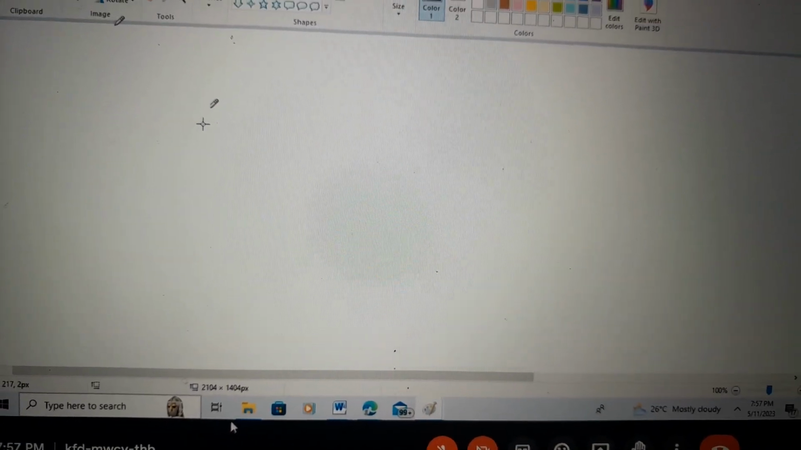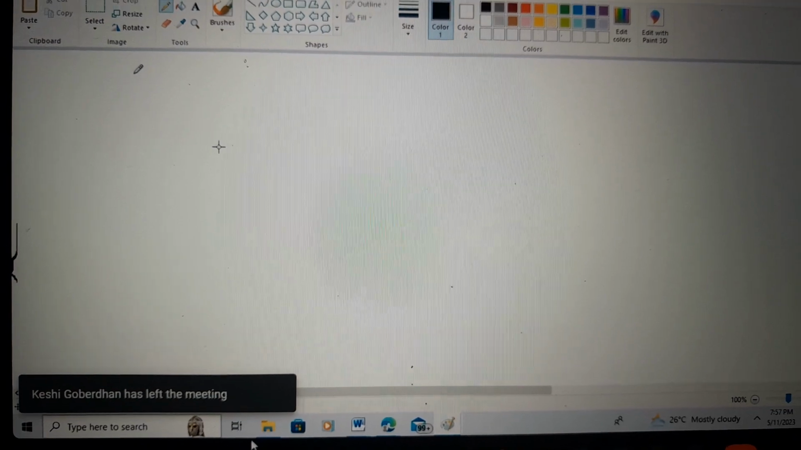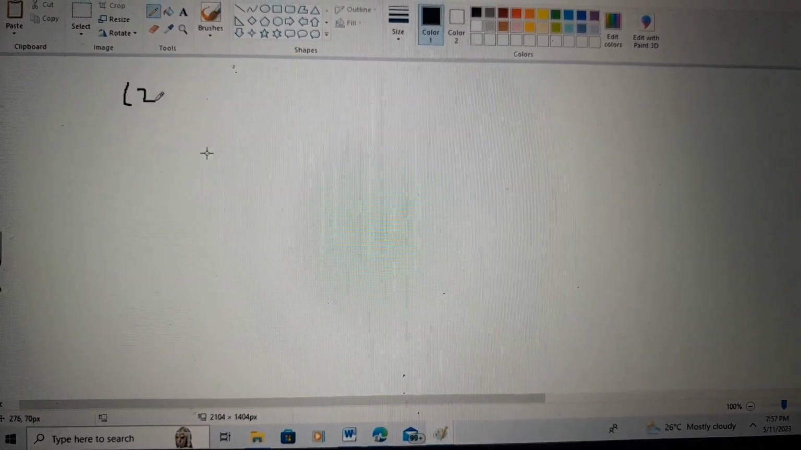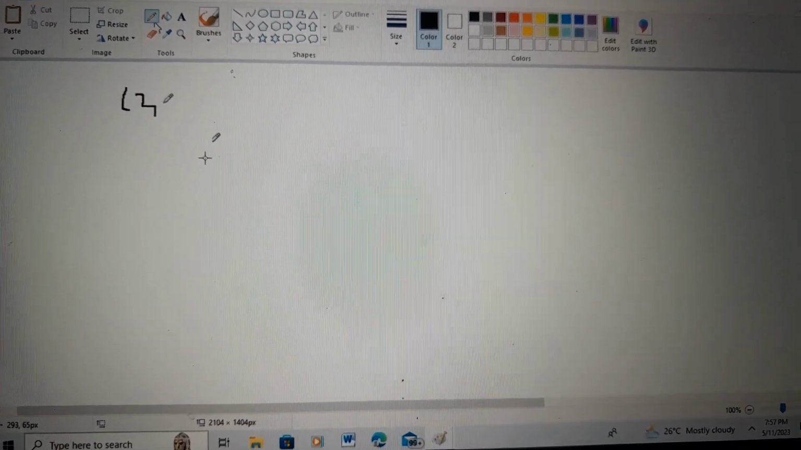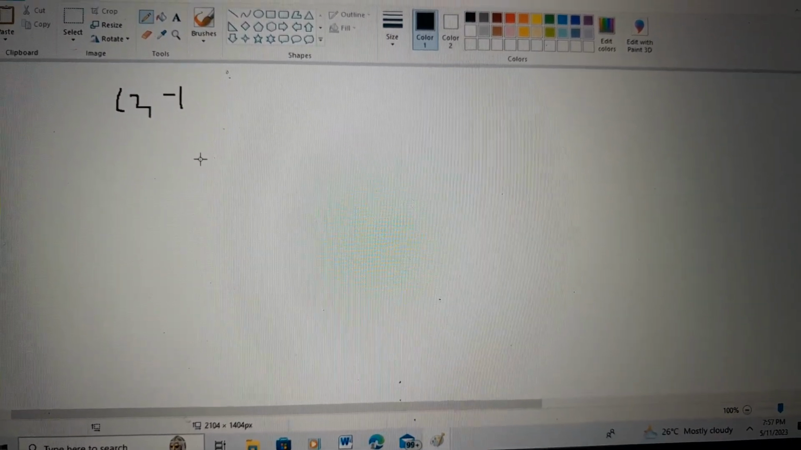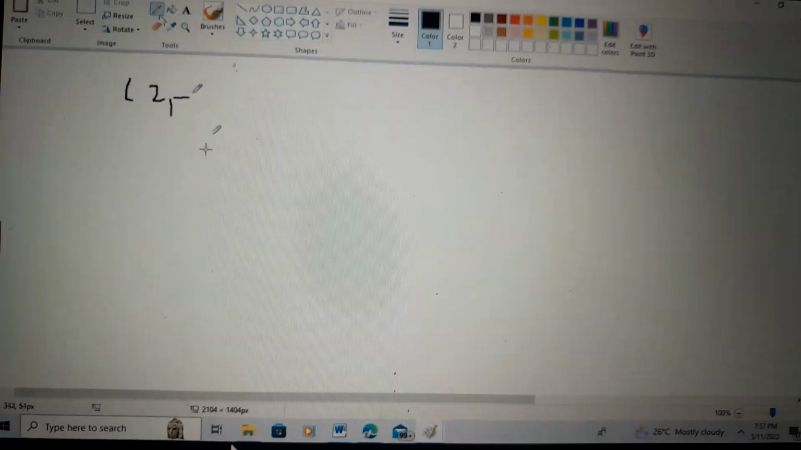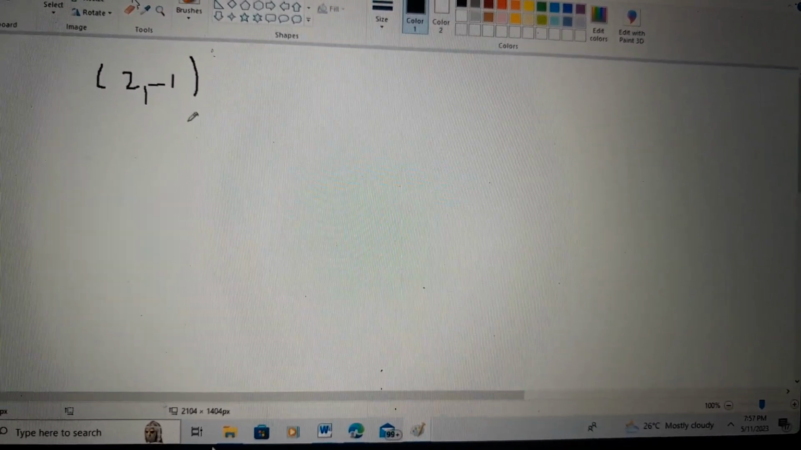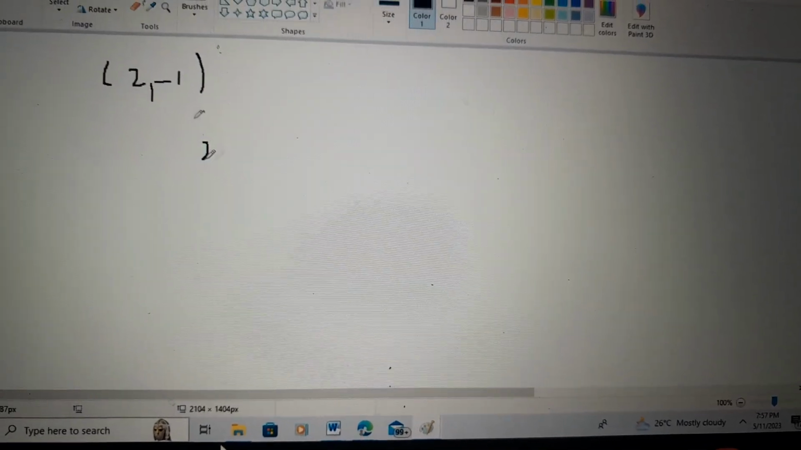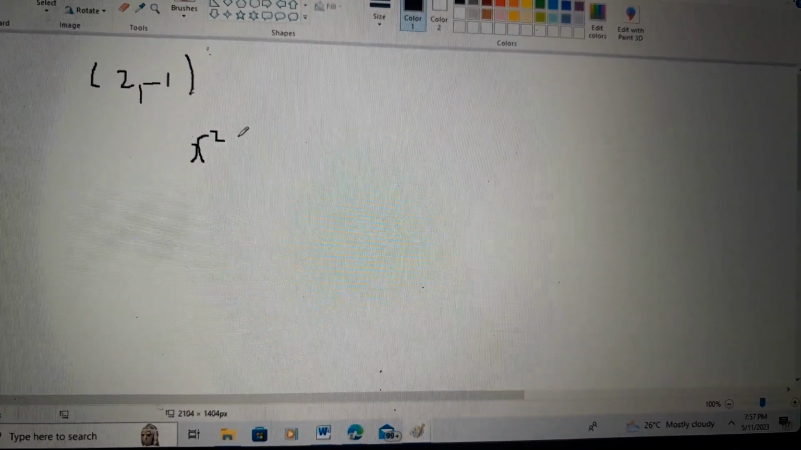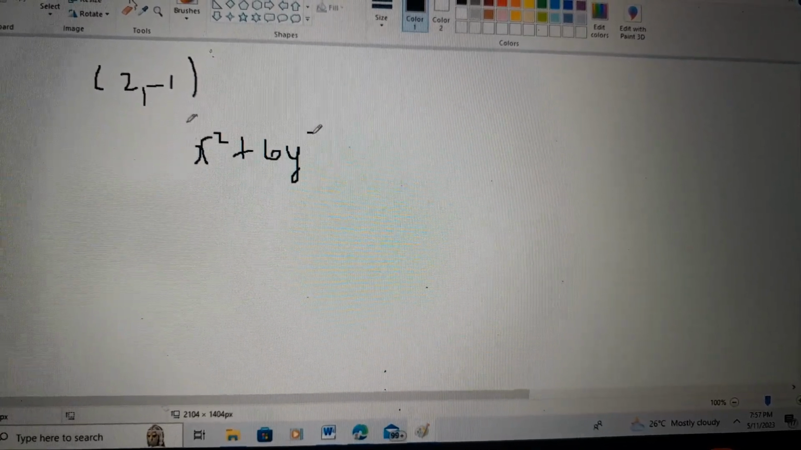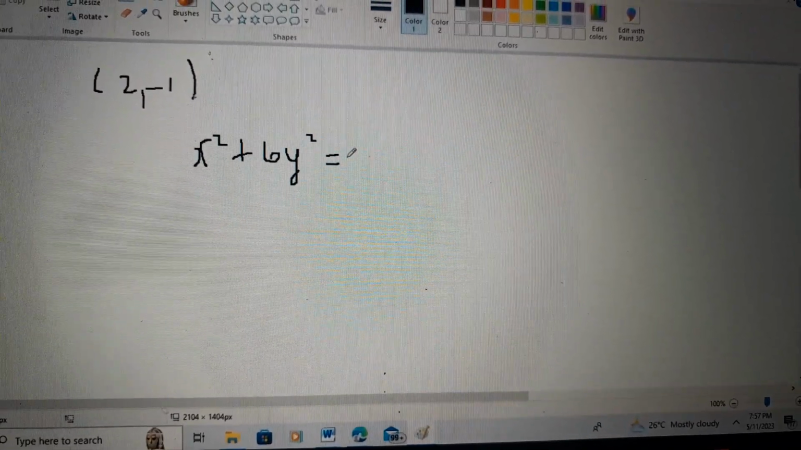Question is find the gradient of the curve at the point (2, -1). And the curve is x squared plus 6y squared is equal to 10.